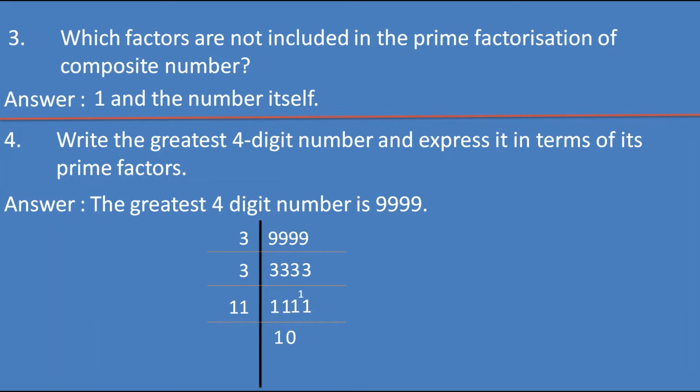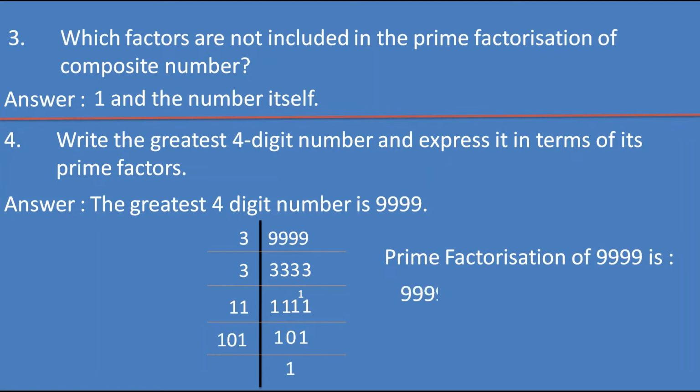That 1 we have to write in front of the next number, that is 1. Okay, so we got the number as 11. So 11 ones are 11 again. Now the number we got is 101, and it is a prime number, so we will directly divide 101 by 101. So 101 ones are 101. So the prime factorization of 9999 is 3 into 3 into 11 into 101.